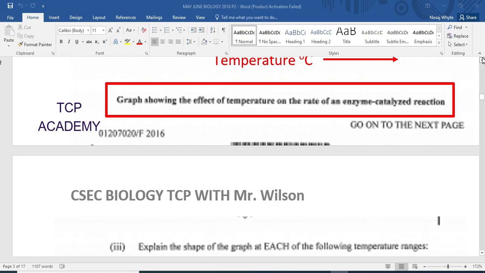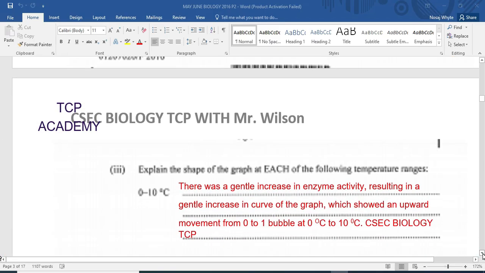So in explaining the shape of a graph, we want to know why it is shaped like that and what this shape means. These two things we need to take into consideration. So let us look at what the answer is for this particular question. So we're looking at 0 to 10 degrees Celsius.